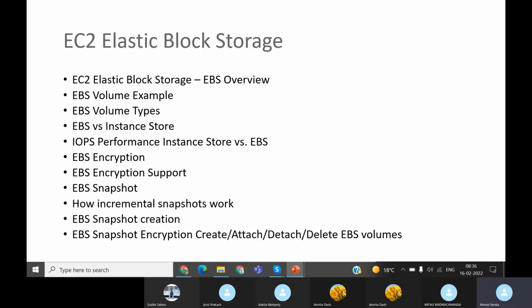Hi. So we'll discuss today EC2 Elastic Block Storage. We'll go through EC2 block storage overview, and then EBS volume examples, EBS volume types, EBS versus your instance store, and IOPS performance instance store versus your EBS, EBS encryption support, EBS snapshot, and how EBS is stored in the snapshot in an incremental way. EBS snapshot creation, EBS snapshot encryption, and then attach and detach of the volumes. We'll see.